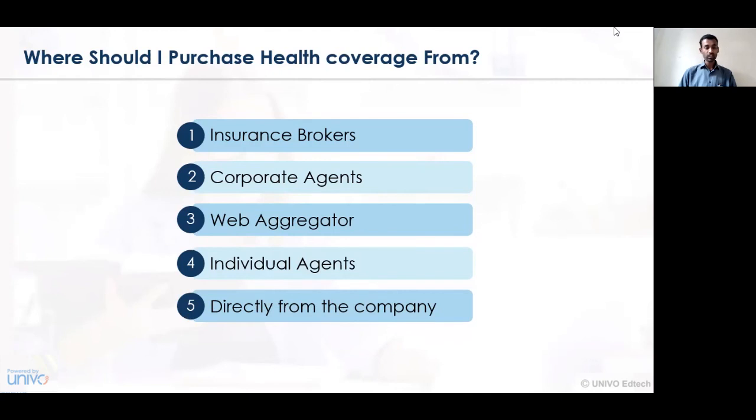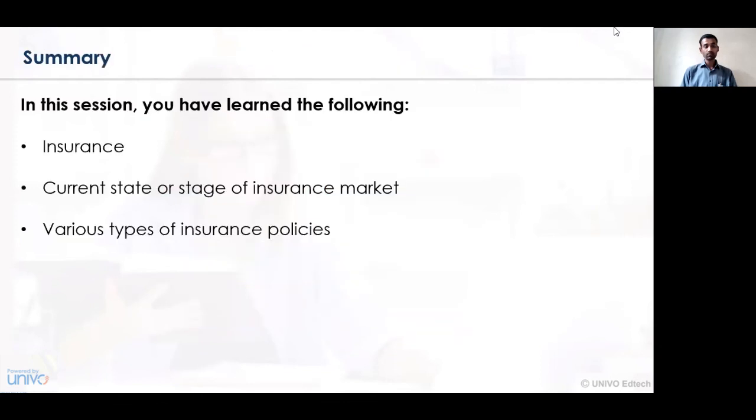So, a company that is purchasing an insurance policy and the company that is giving the insurance policy. A web aggregator is a person who deals in both coverages, that is, life insurance as well as general insurance. Individual agents deal with a particular person on a one-on-one basis. That is, you as an individual, I as an individual, or someone, XYZ, as an individual selling the insurance policy. And lastly, directly from the company. You can directly approach a particular organization or company, and individually purchase an insurance policy.